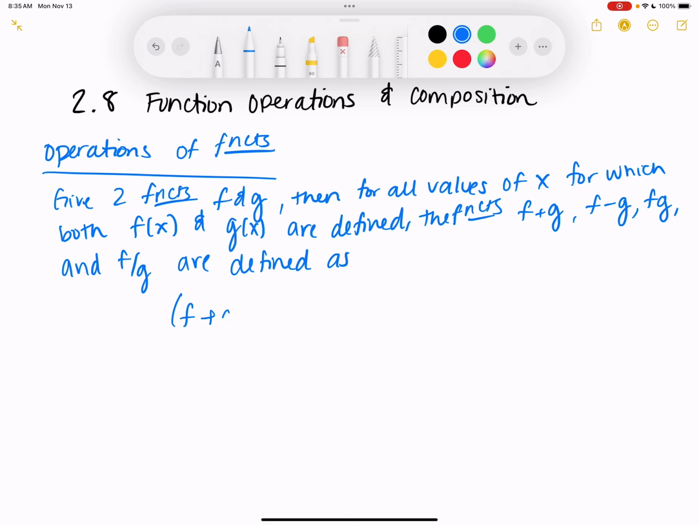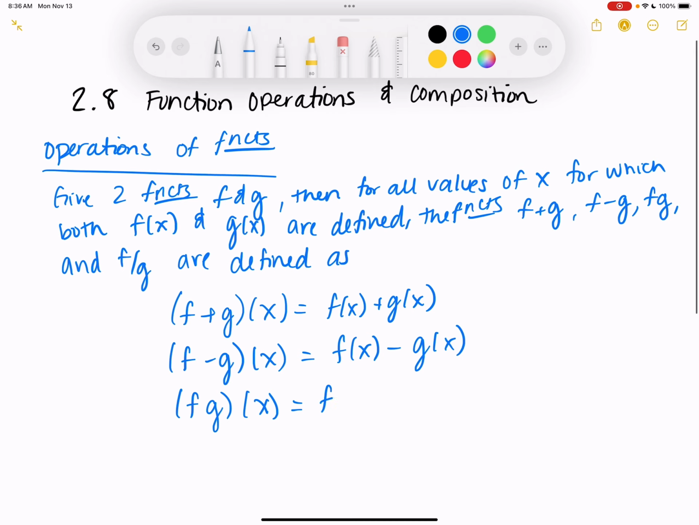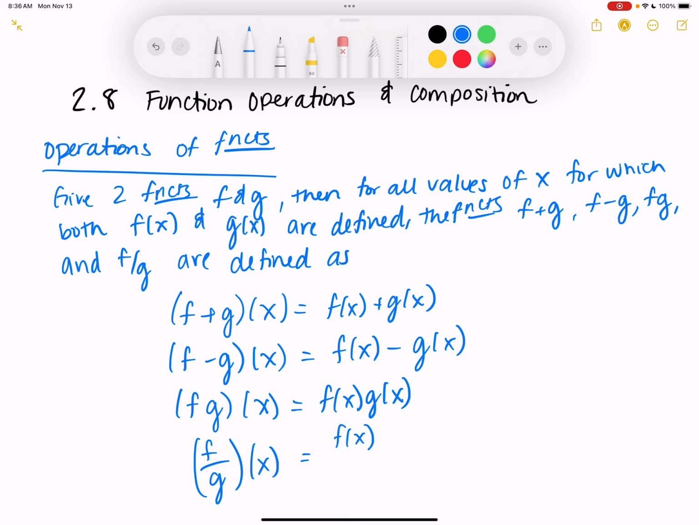f plus g of x is equal to f of x plus g of x, f minus g of x is equal to f of x minus g of x, f times g of x is equal to f of x times g of x, and f divided by g of x is equal to f of x divided by g of x for g of x not equal to 0.